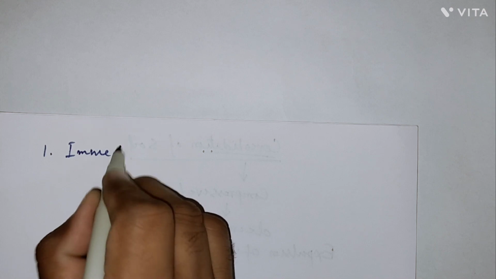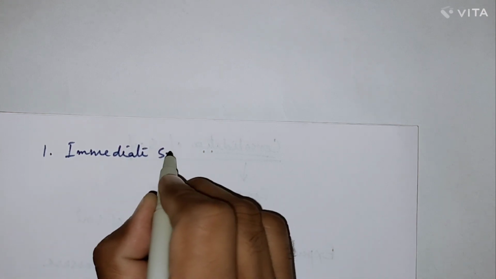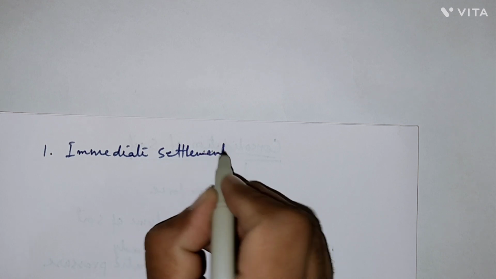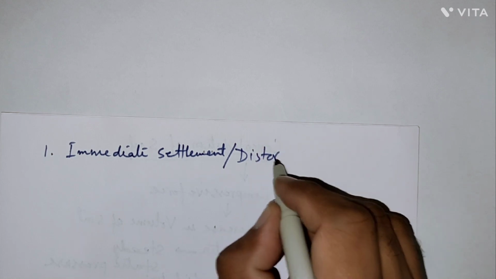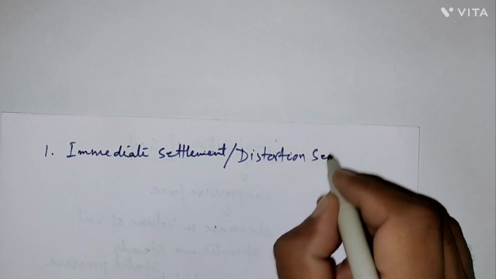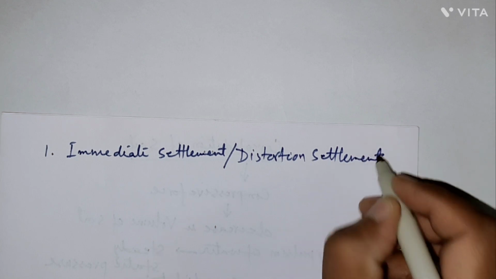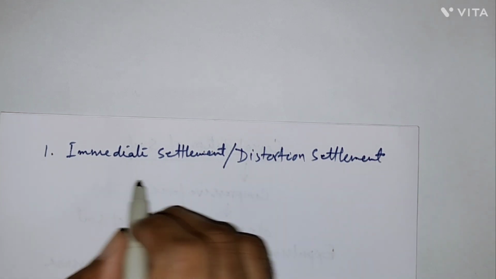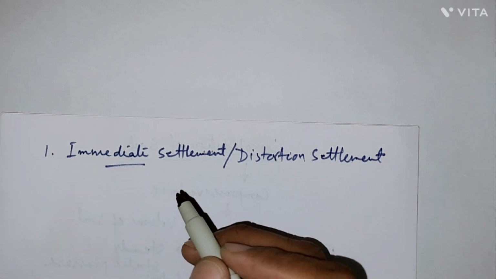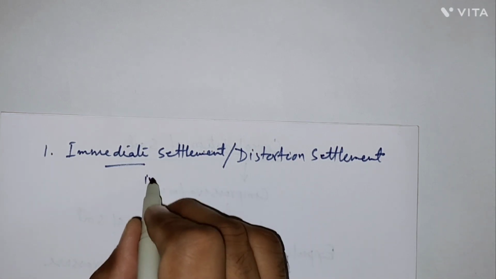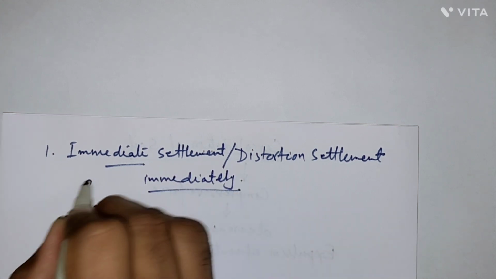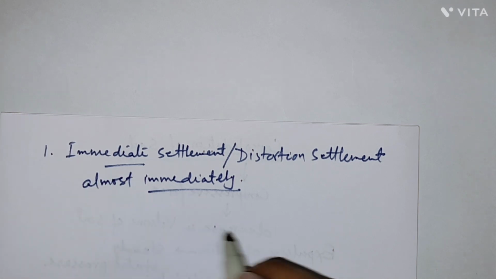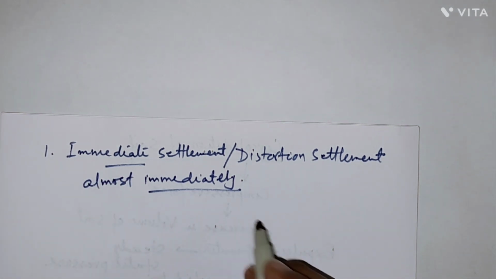Immediate settlement, let us discuss immediate settlement. This is also called distortion settlement. This immediate settlement occurs almost immediately after the application of the load.